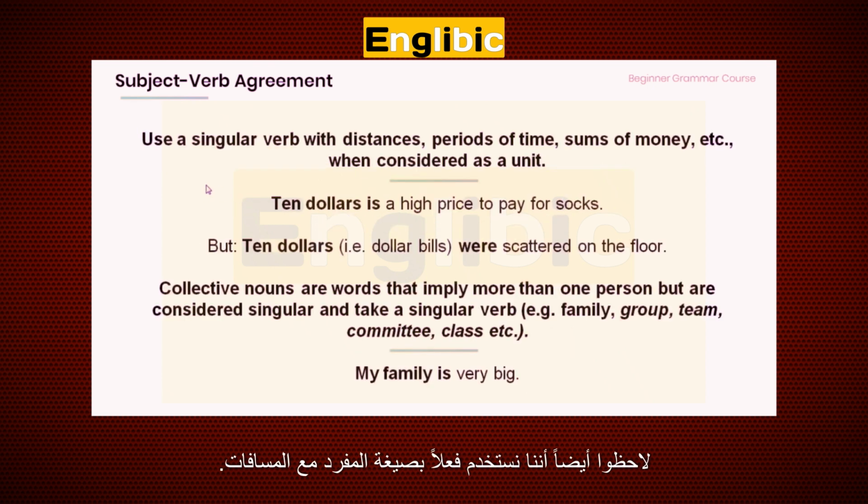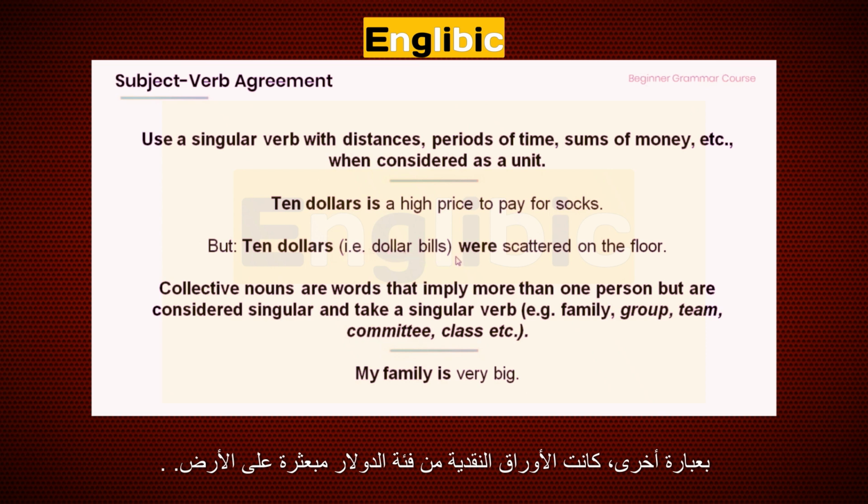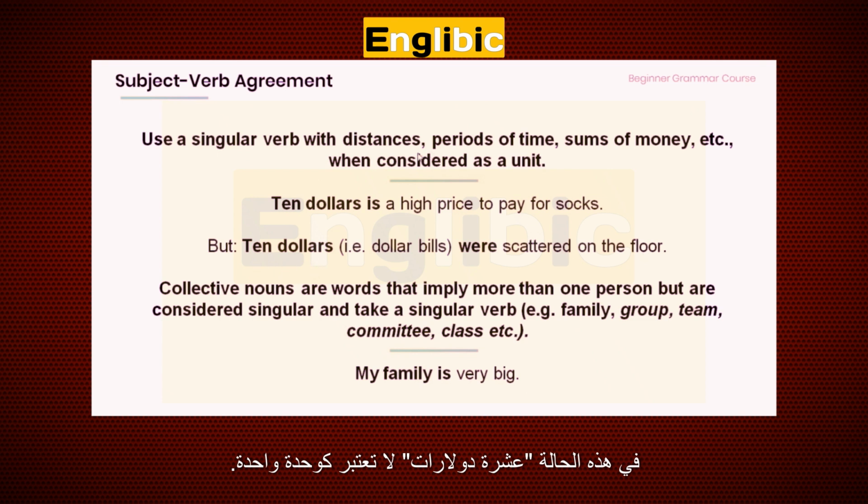Also note that we use a singular verb with distance, periods of time, sums of money, etc., when considered as a unit. Have a look at the following examples. $10 is a high price to pay for socks. Note that $10 in this sentence is considered as a unit. And in this sentence, $10, in other words, dollar bills were scattered on the floor. $10 is not considered as a unit.